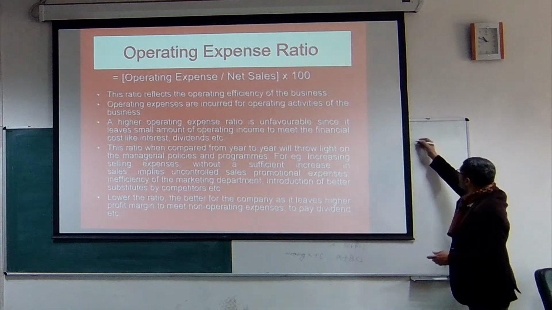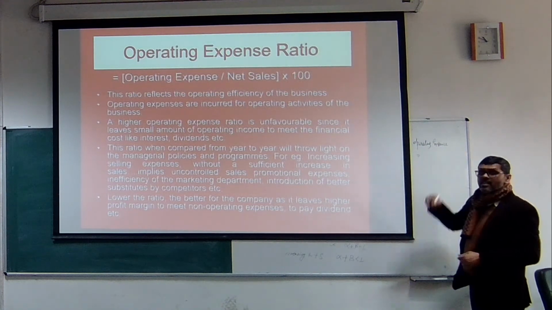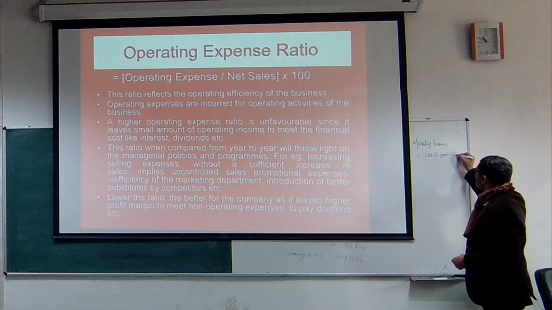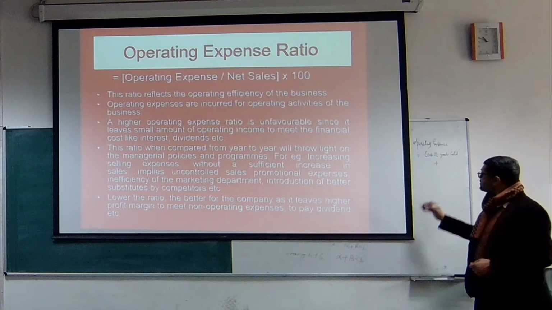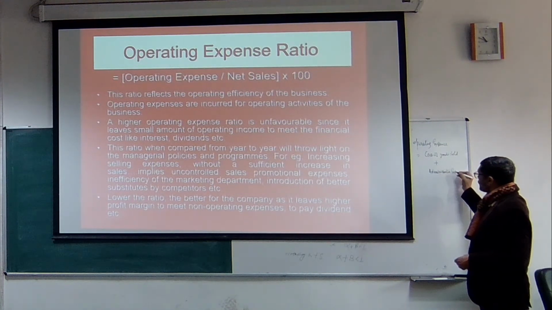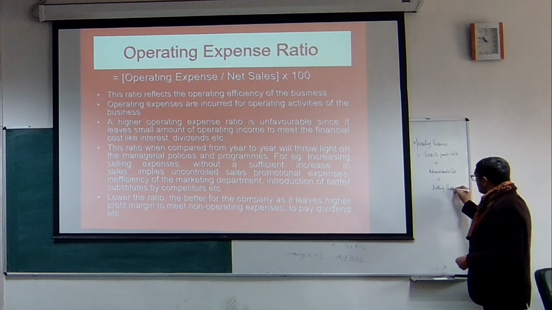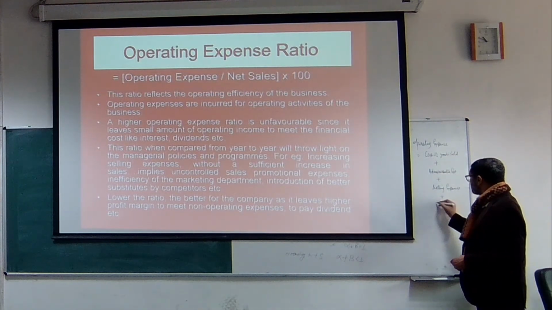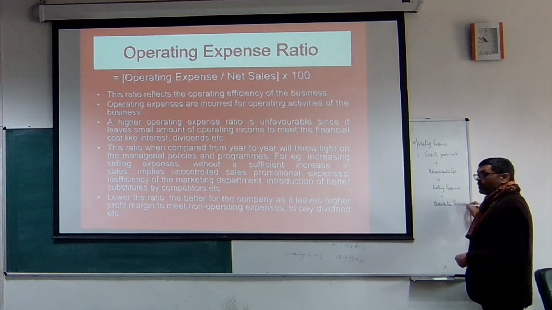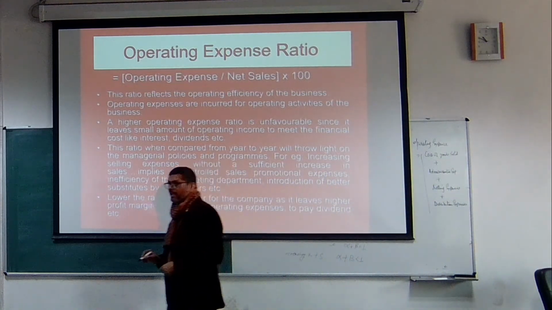Operating expense is equal to, what it comprises of. It comprises of cost of goods sold plus administrative expenses, right? Plus selling expenses plus distribution expenses. So all these expenses, if we club them, what we get is an operating expense.